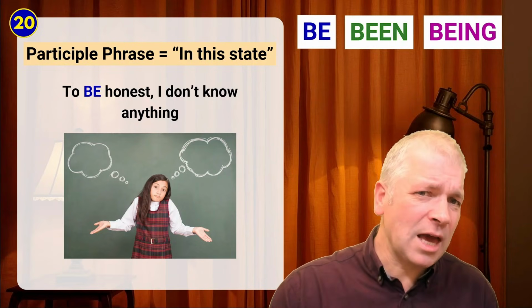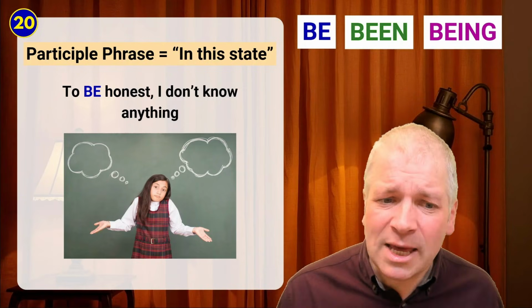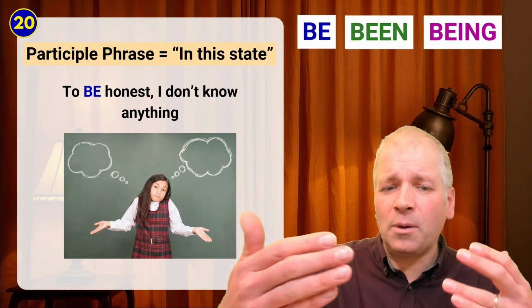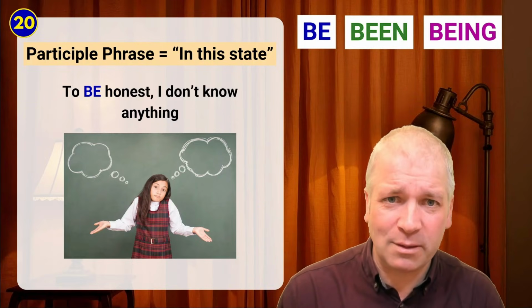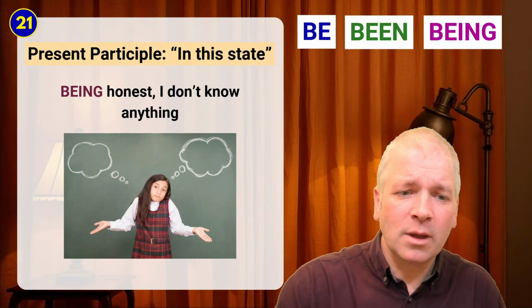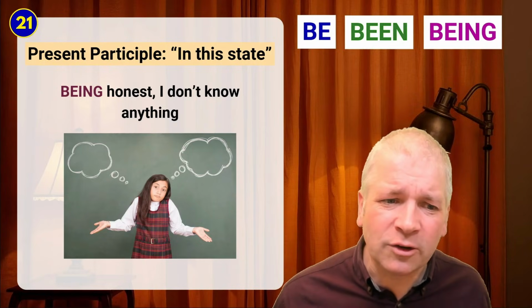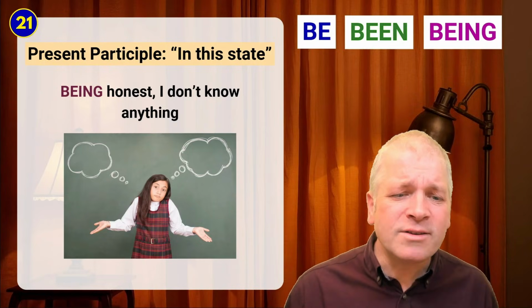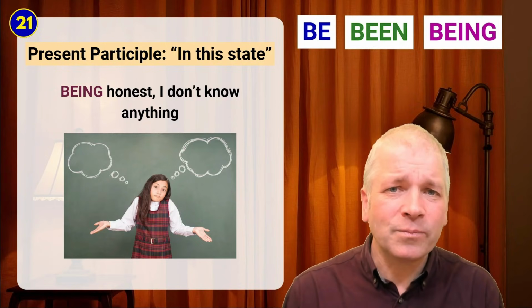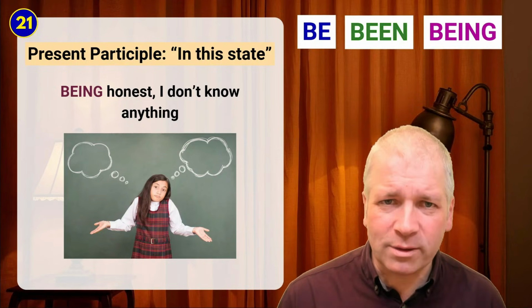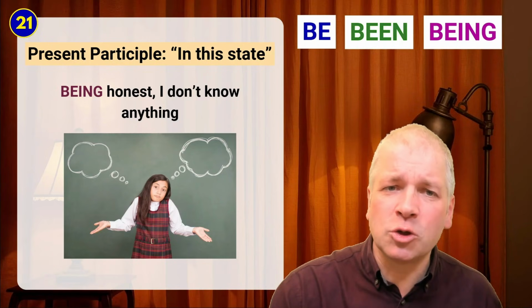So if we're making a participle phrase, and we're trying to make the meaning in this state, so in the state of honesty, then we can use a to plus infinitive phrase here, to be honest. But we can also use the present participle with no change in meaning at all. Being honest, I don't know anything. And when we change to be into being, then it takes a noun quality here. So being honest, I don't know anything, exactly the same as to be honest.